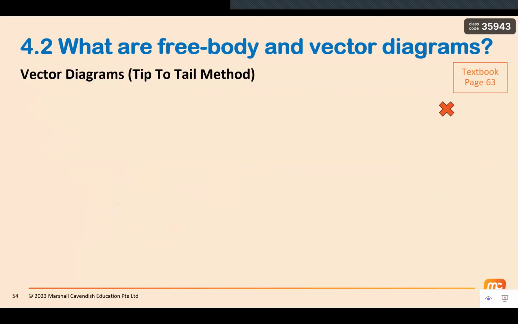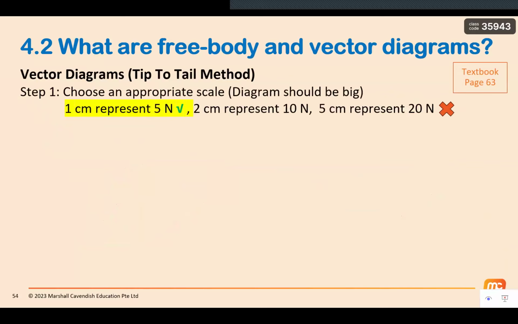Okay, next one, we go into the tip to tail method, which is the preferred method. Again, the first step is to choose an appropriate scale. So again, we are going to use 1 cm represents 5 newtons. Remember, 2 cm representing something or 5 cm representing something is not acceptable. Only 1 cm represents something.